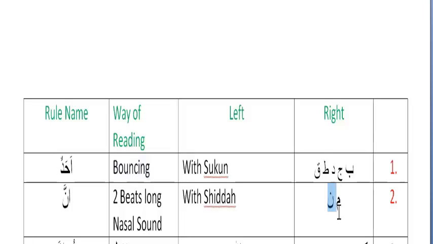Rule number 2. Meem or noon. If meem or noon come with the shiddah or tasdeed sign, do you know how the sign is? Yes. Okay. If noon or meem come with the shiddah or tasdeed sign, then we got to make a 2 beats long nasal sound, 2 alif long nasal sound. Like, can you say this one?